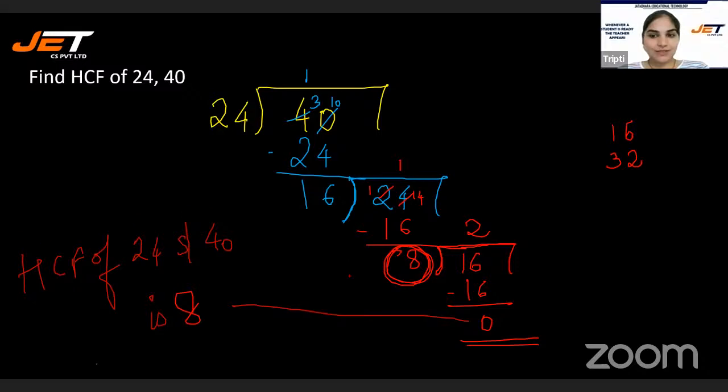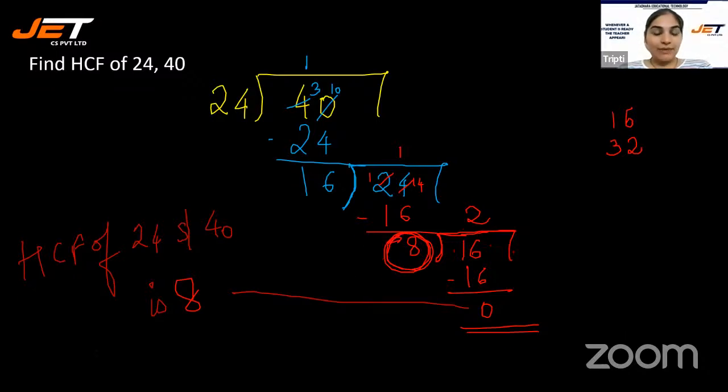Thank you so much. So over here, it was by mistake I wrote some other number, but earlier the divisor was 16, so I should have written 16 here. So here I have written 16 now. 8 times 2 is 16. Now it is correct. 8 is the HCF.